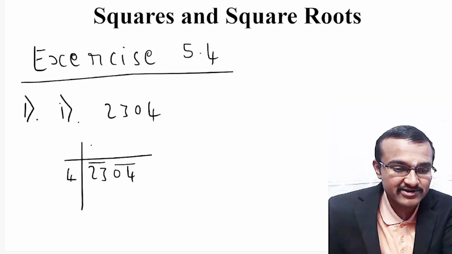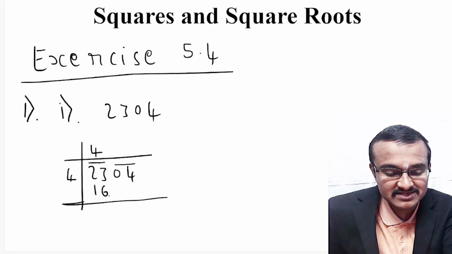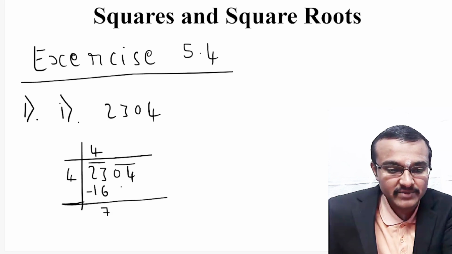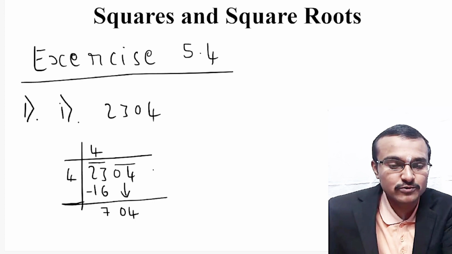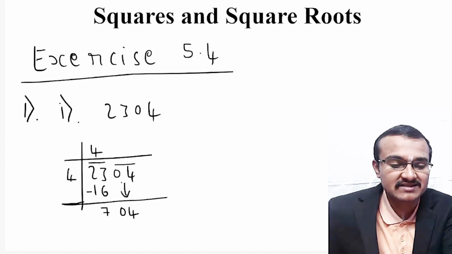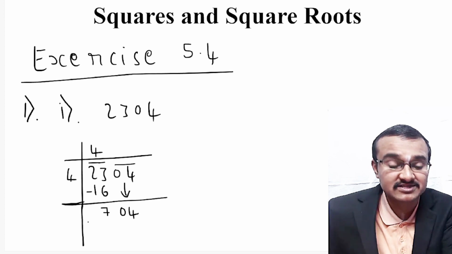So 4 into 4 will give you 16. So just subtract this 16 from this 23. So you will get 7 as your number. So just take this second group down. So that is 04. Similarly, if you have more groups here, then you should not take the third group here itself. You should take the third group to the next step. Here only 2 groups are there. So here I am ending with this. So now the new number which you have got is 704.